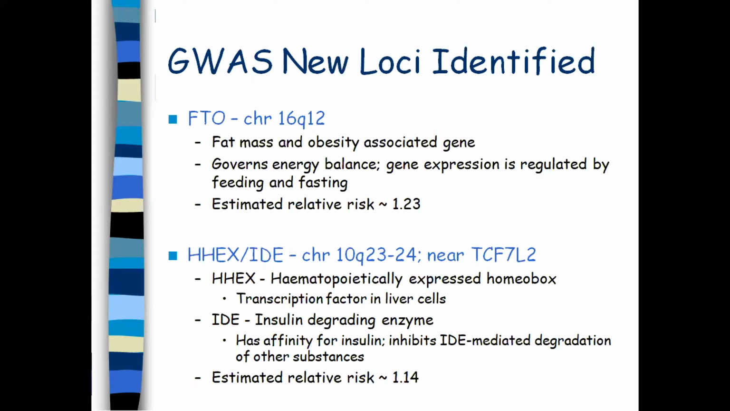Then another, HHEX IDE, chromosome 10q23 or 24, near TCF7L2. HHEX is a hematopoietically expressed homeobox transcription factor in liver cells, and IDE is insulin degrading enzyme. Due to alteration in these genes, a specific proteolytic enzyme will be produced, which may degrade the action of insulin by hydrolysis.